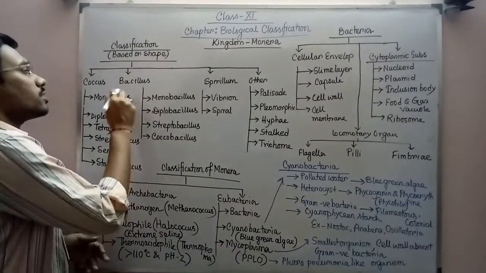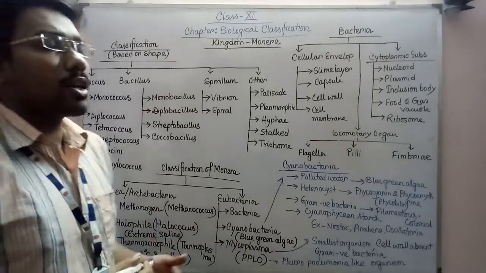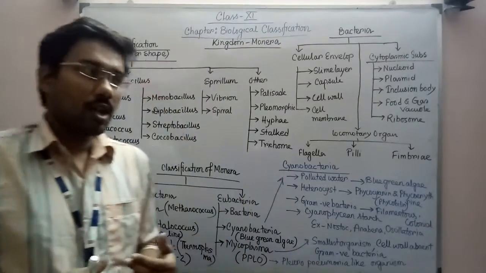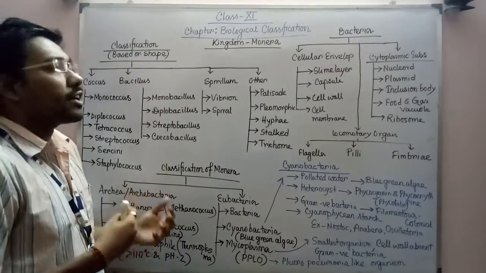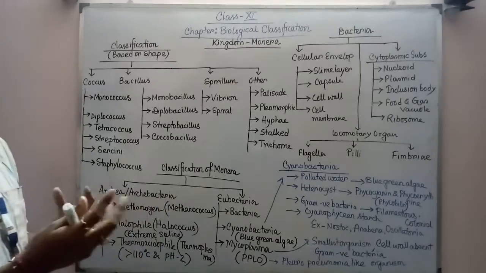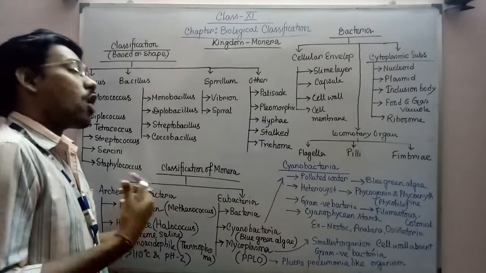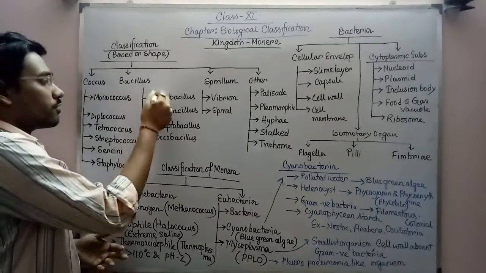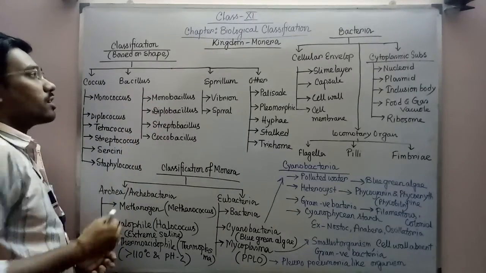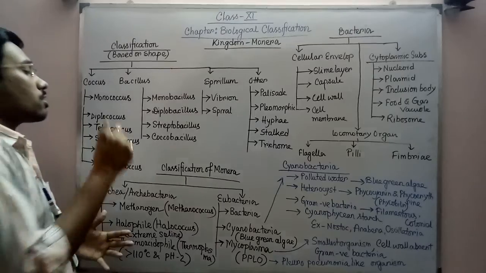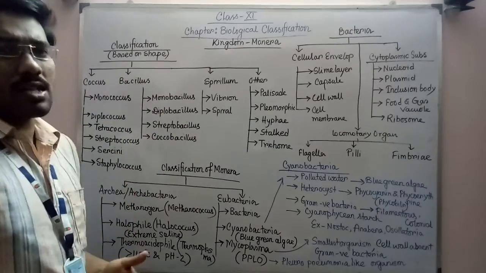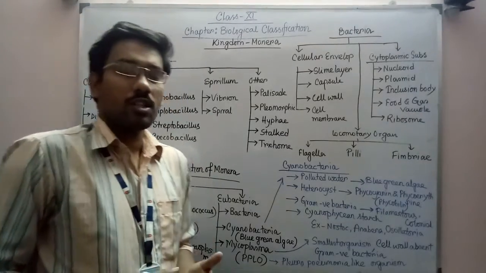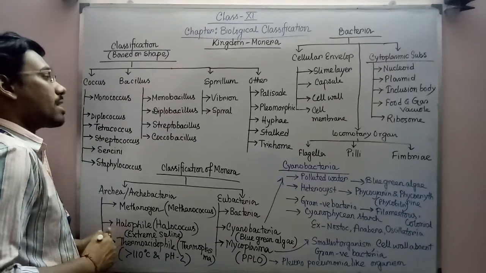Second one, you can see here the bacillus bacteria. Already I have told that bacillus bacteria means rod shaped bacteria. Here also, based on the configuration of various bacterial cells, how they are associated with each other, or how many rod shaped bacterial cells are present, four different categories can be found under the bacillus category. So first one, monobacillus. It is common sense: when a single rod shaped bacterium is present, it is commonly known as monobacillus.